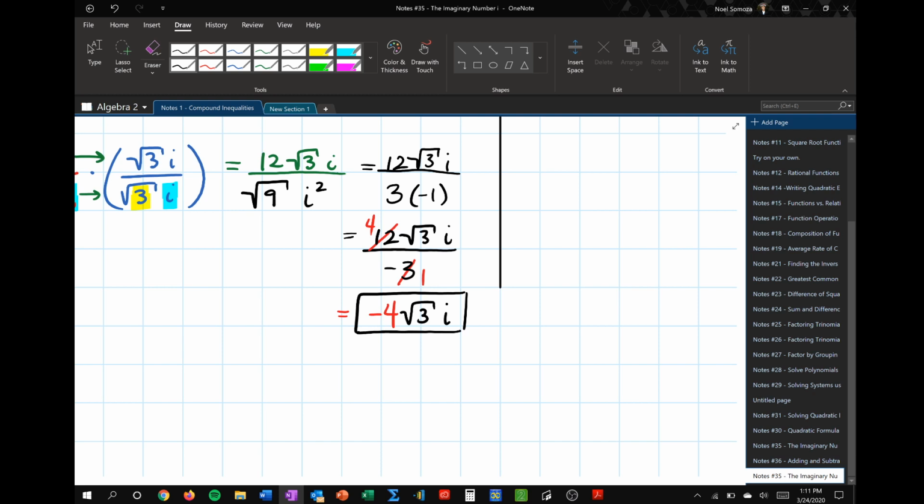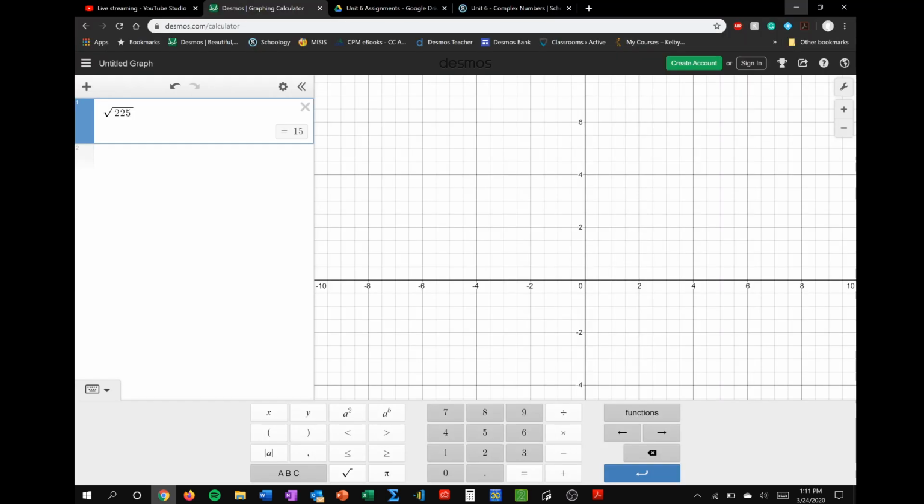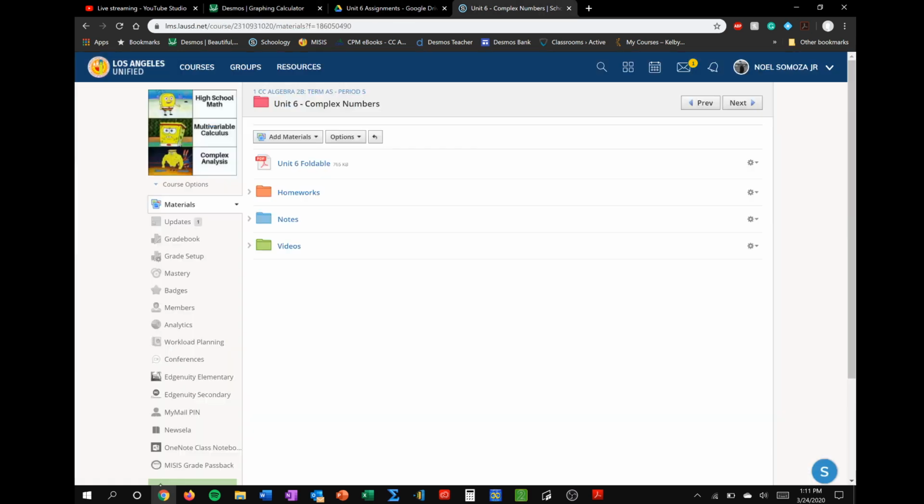Don't forget, homework is on Schoology, right here. So 1 through 20, and again, like I said, the solutions are down towards the bottom, so you can check your work to see if you are understanding it.